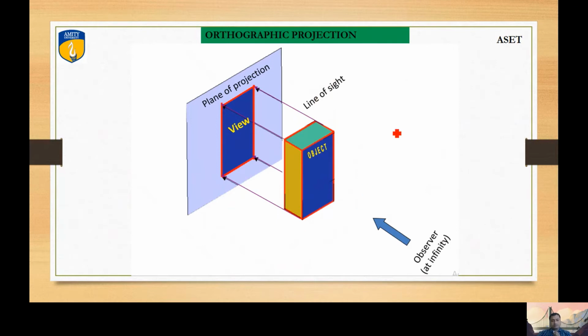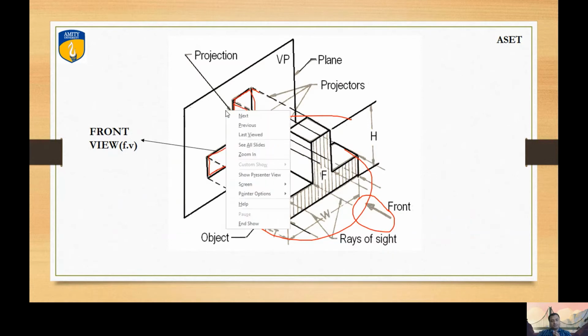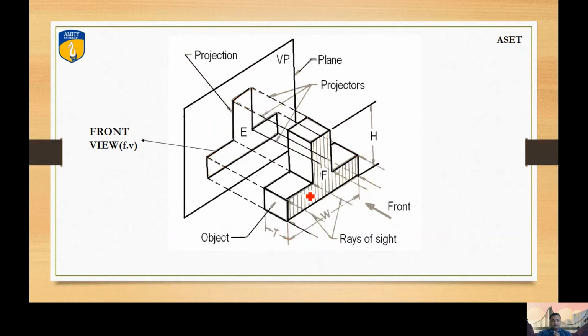Orthographic projection means, again you can understand from here, this is again an image. When the observer is looking from here, and the projectors are falling perpendicular to the plane, the image which is obtained looks like this. That is a 2D image. So this is the orthographic projection. This is the concept of orthographic.